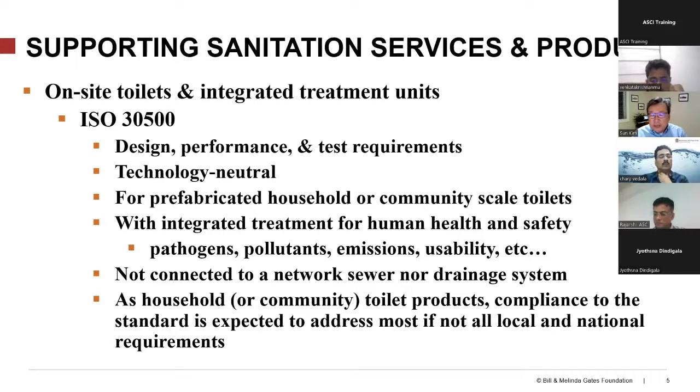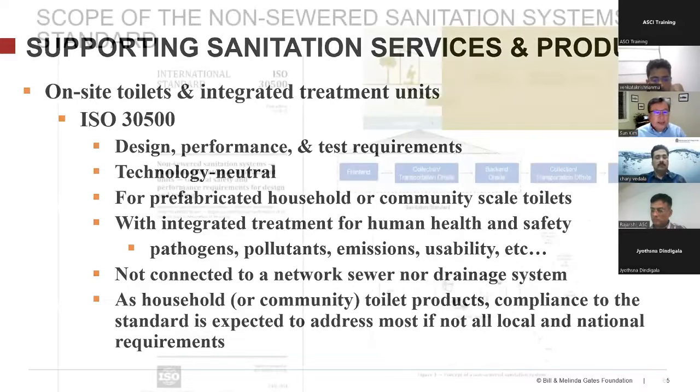These are toilets at a household or community level, and the expectation is that compliance to the ISO 30500 should address most, if not all, local and national requirements. And the argument could be made that even if it doesn't necessarily meet to the letter some discharge requirement at a household scale, these will be far superior to any kind of pit latrines or septic tanks that require a frequent discharge and the costs associated with it.